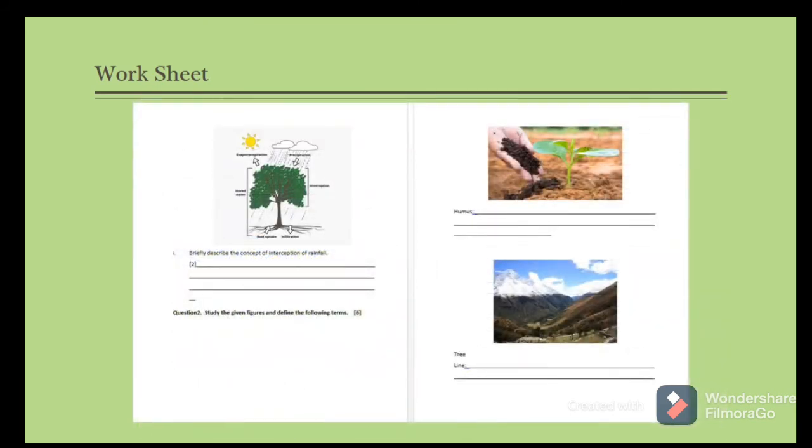Here is a diagram of interception of rainfall. You will briefly describe the concept of interception of rainfall. Question number 2 is, study the given figures, that is of humus, tree line and snow line. We have discussed all these three terms in our video lesson. One by one, you will answer what is humus and what you know about tree line and snow line.